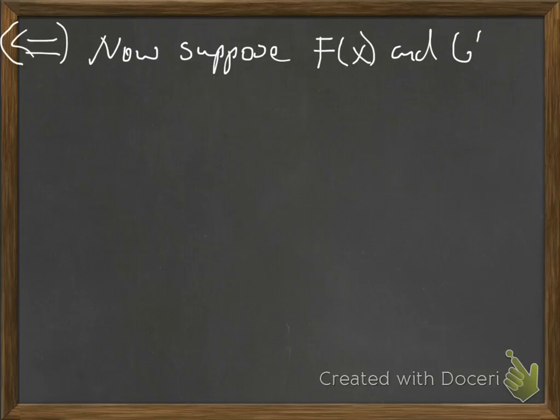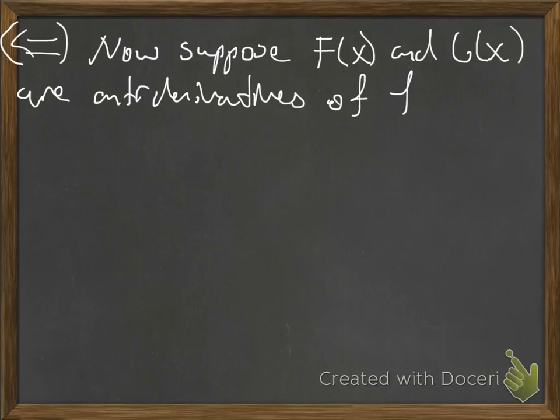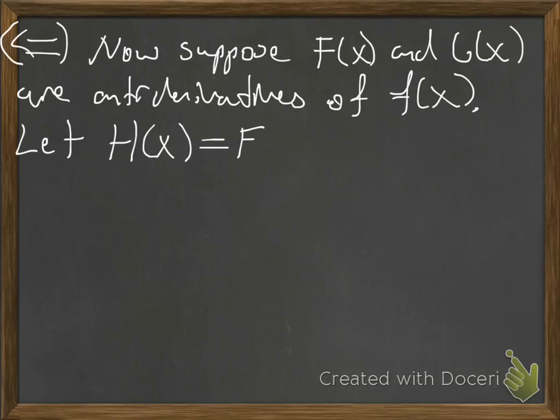So we'll do that. Now we're going to suppose that I have two antiderivatives, and we're going to call them f of x and g of x. And we're going to define this function h of x, and it's going to be the difference of the two. So we're going to put h of x equals f of x minus g of x.